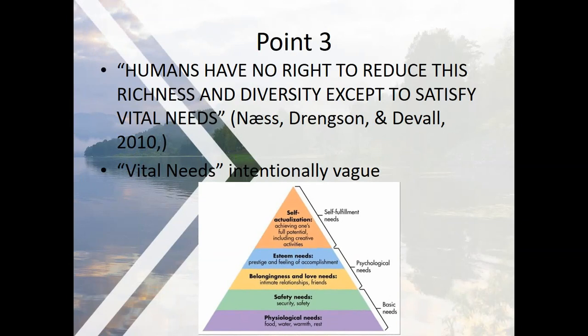Vital needs. The third point of deep ecology states humans have no right to reduce this richness and diversity except to satisfy vital needs. This is a stark statement to a species that has developed societies around the idea of right over land and the right to stuff. It is hard, nay impossible, to change that ideal when it is continuously fostered.